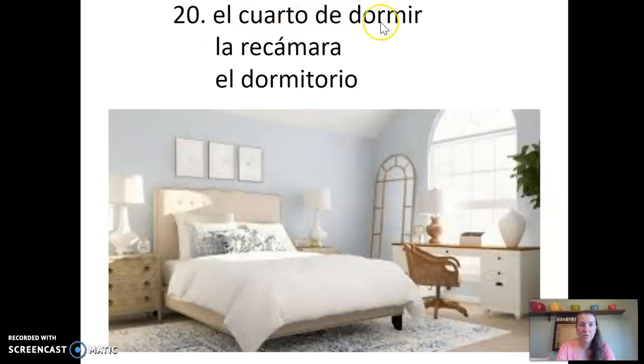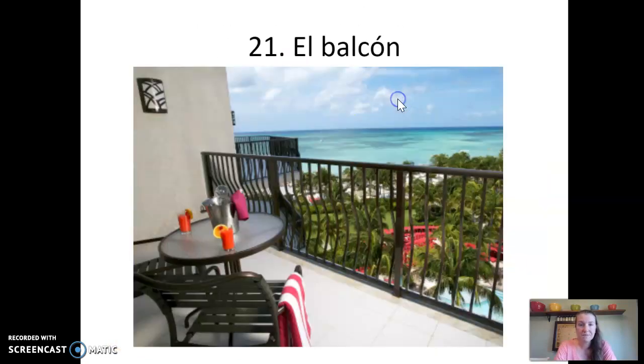El cuarto de dormir, which means the room for sleeping, is literally what that means. La recámara, and the word cama, C-A-M-A, right here in the middle of that means bed. So la recámara is another word for bedroom. And el dormitorio, which sounds like dorm, right? A dormitory, which is where you sleep in college.